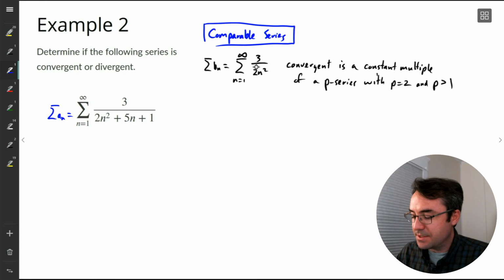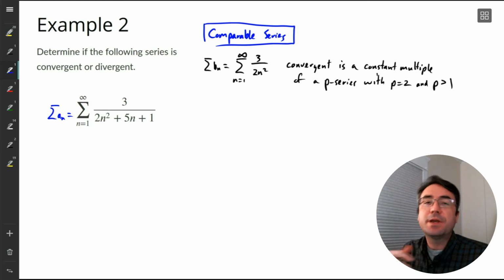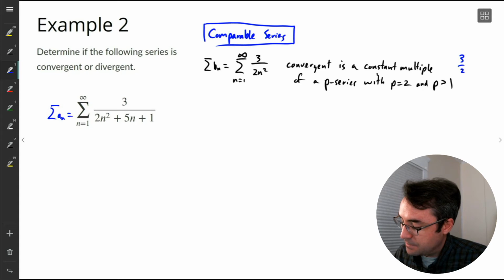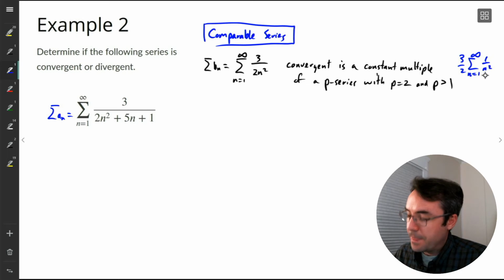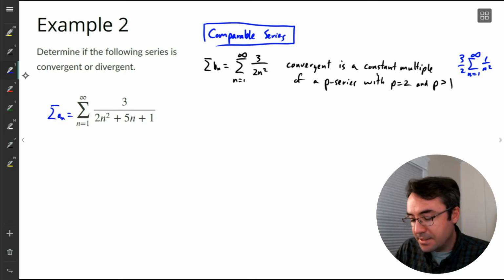And again, if you're not convinced, when we have constant multiples like this, we can bring them outside of the series notation if we know it's convergent. So we could rewrite this as the series 1 over n squared with the 3 halves in front. So this actually is a p-series, which we know is convergent, and then we're multiplying it by 3 halves. All right, so that's the first step: find the comparable series. Next, we want to go through and show our conditions. That's the next portion of this.